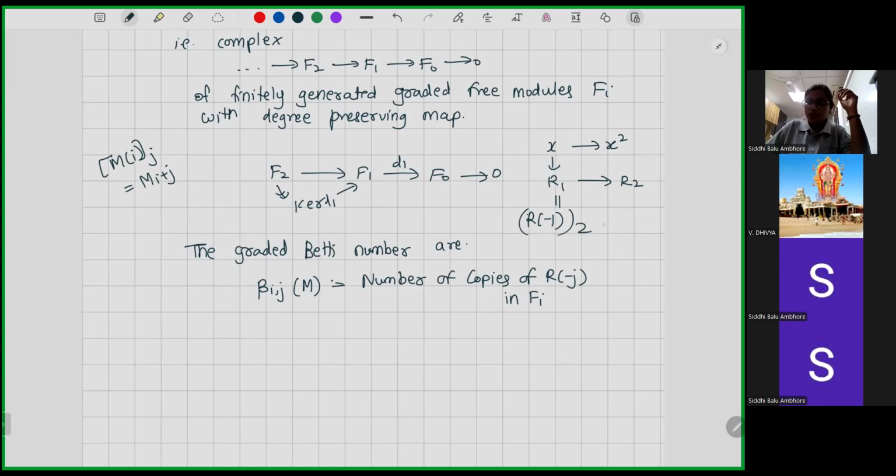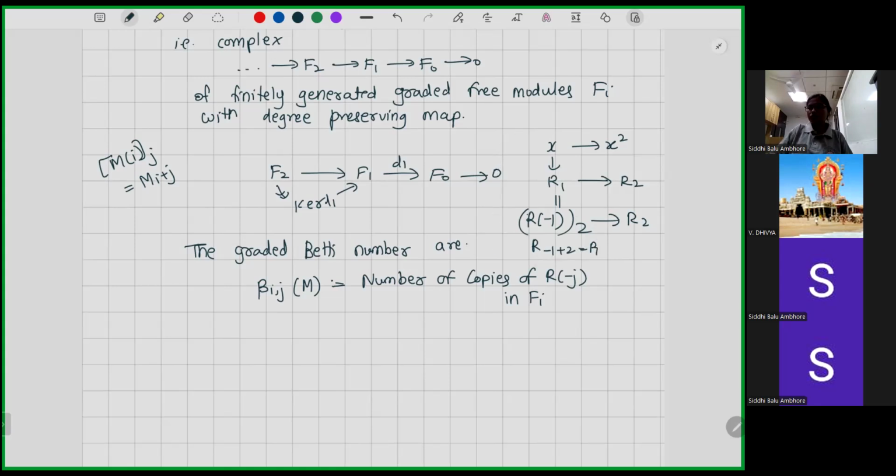So R(-1) squared is now going to R squared. So now it is a degree preserving map. This is shifted in degree by minus 1. But now the degree 2 component is going to the degree 2 component here. Is this okay? Because this is R(-1) plus 2, this is R1, which is this X, and now it is going to X squared.